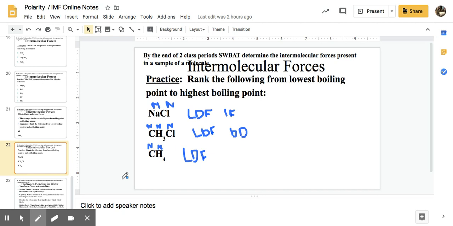All right, so then you can just go ahead and rank them. Remember I said 1 is the lowest, so that's going to be this one because it just has LDF, which is the weakest force. 2 would be right here because dipole-dipole is slightly stronger than LDF. And 3 would be right here.